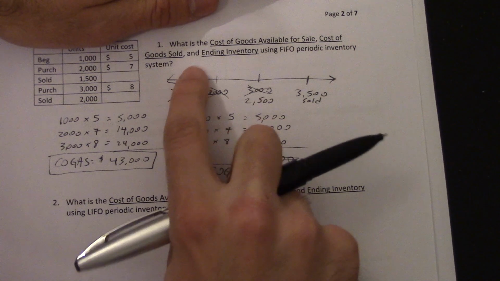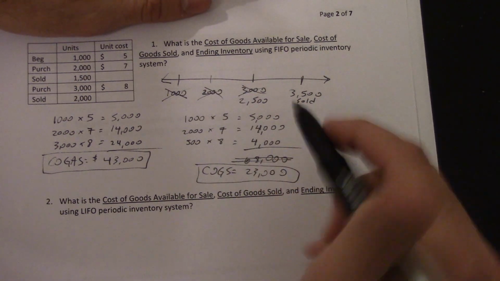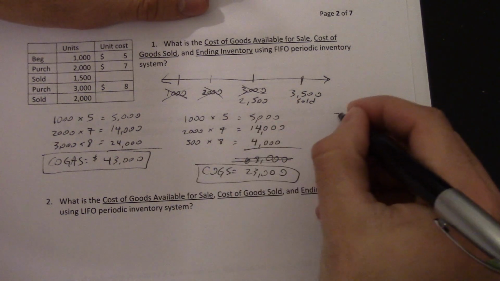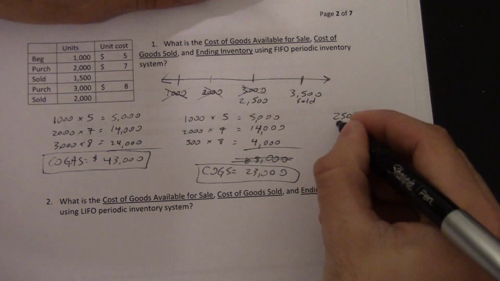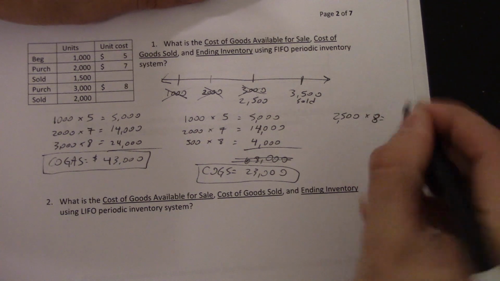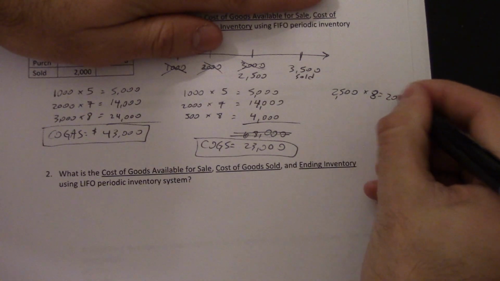Now finally, it's asking for our ending inventory. And so we just look at the units we had left. So we had 2,500 units remaining, and those each cost $8. So multiply that out, and you'll get $20,000.